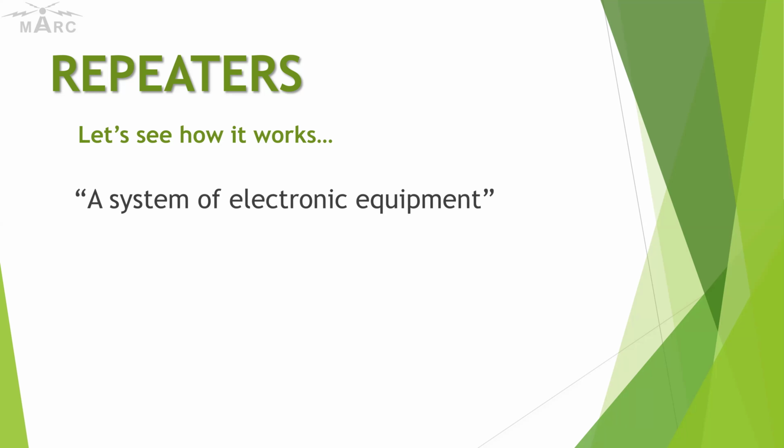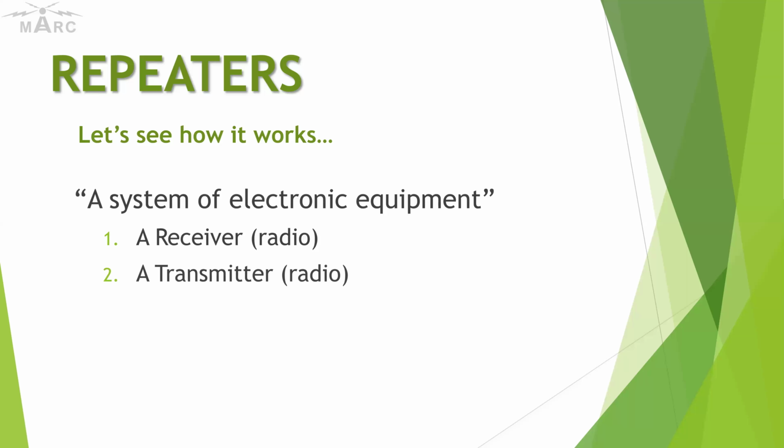So let's find out why a repeater can transmit and receive at the same time. Again, the definition that we learned on the first slide is that it's a system of electronic equipment. So let's see what that electronic equipment is. First, you have a receiver, which is a radio. Then you have a transmitter, which is another radio. So there's the answer right there.